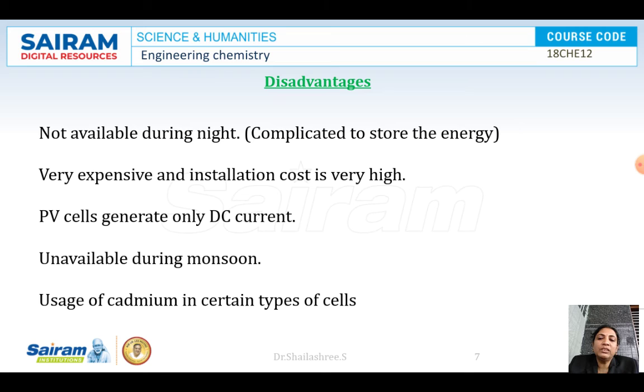Fine. Coming to the disadvantages, it will be available only during the sunny day. During night the conversion will be very less, and the installation cost will be very high. The PV cells generate only direct current, and suitable devices must be there to convert the direct current into alternating current, and it is unavailable during the monsoon seasons. One more thing is the usage of cadmium in certain types of cells. Because cadmium is not environmentally friendly, it is mentioned in the disadvantages.